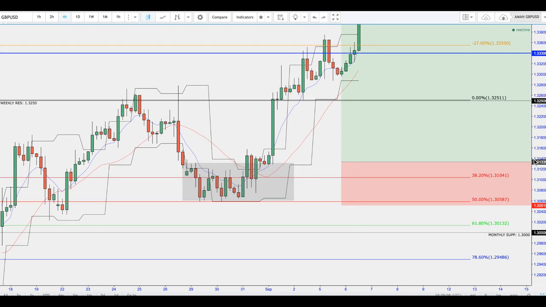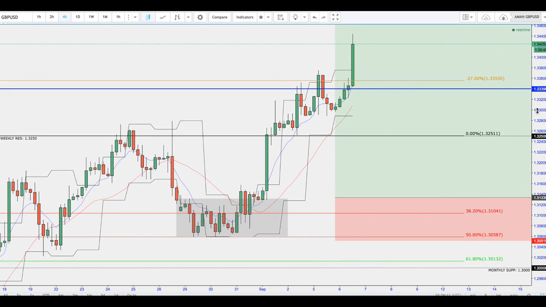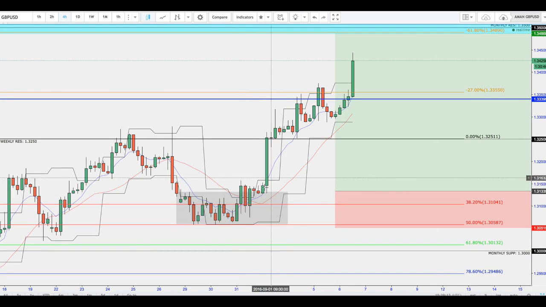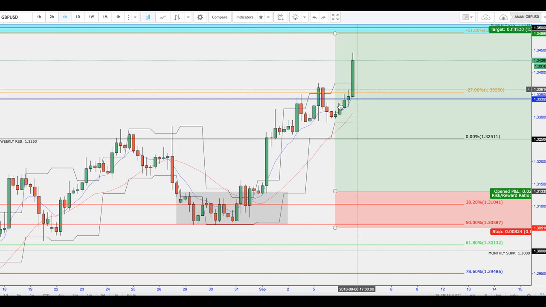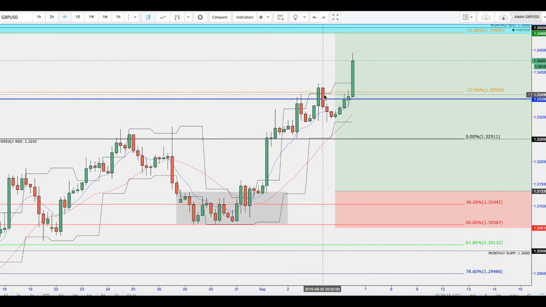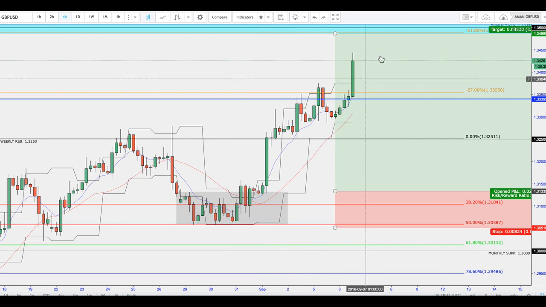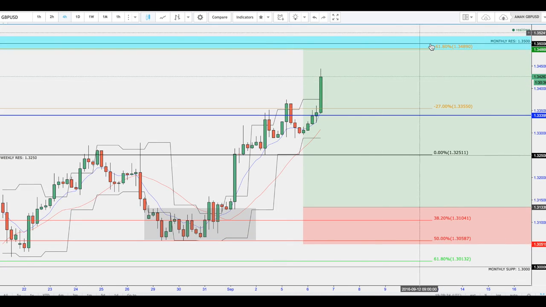We don't want to do that. We always want to just take our time to see if things can be refined and we can get a better risk reward. But as you can see now, moving averages have stayed up. We did bang our head on minus 27. We broke above that now, and now we're heading to the minus 61.8 and the monthly resistance 1.3500.